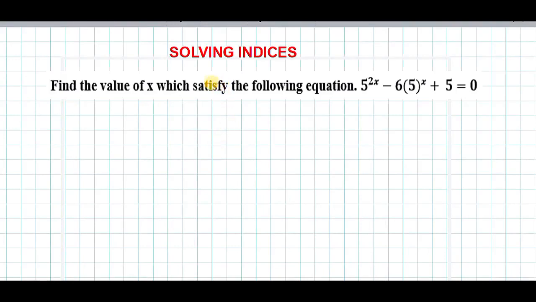Hello everyone, this video is about solving indices. Find the value of x which satisfies the following equation: 5 raised to 2x minus 6 into 5 raised to x plus 5 is equal to 0.